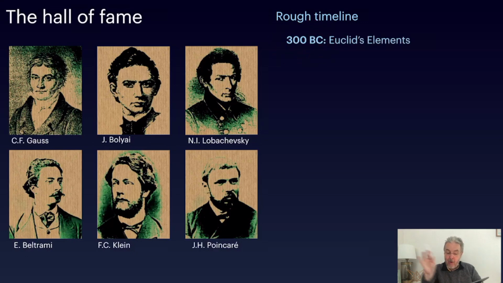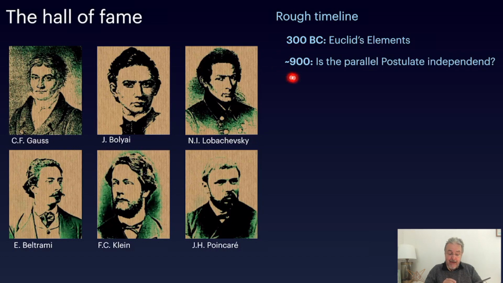Around 300 BC, Euclid's Elements were written, and perhaps the only book you can compare Euclid's Elements to in terms of having reprinted issues of the book is the Bible. And so in a sense, Euclid's Elements are the second most important book, and mathematicians like to consider it like that.